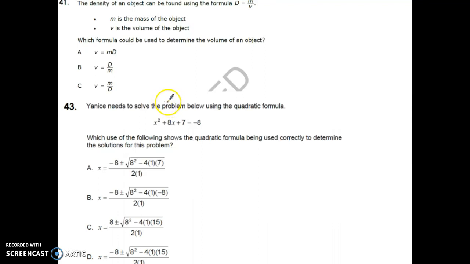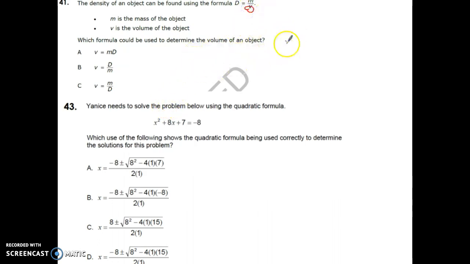Okay, now this problem, we went over this before, but I know that this is something that sometimes slips your mind. The density of an object can be found by using the formula d is equal to m over v. The m is the mass of the object, v is the volume of the object. Which formula could be used to determine the volume of an object? So I need to solve for v.